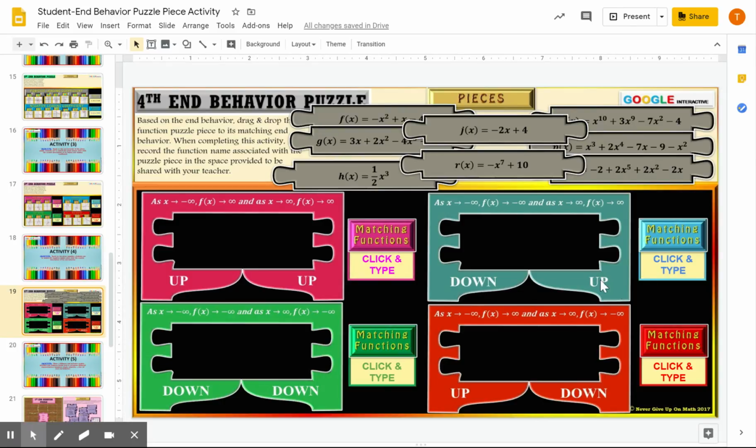Down, up, since it's going up on the right, represents positive leading coefficients. And over here, up, down, since it's down on the right, it represents negative leading coefficients. So we need to look at these functions and not only determine the degree, but as well as the leading coefficient and whether it's positive or negative.